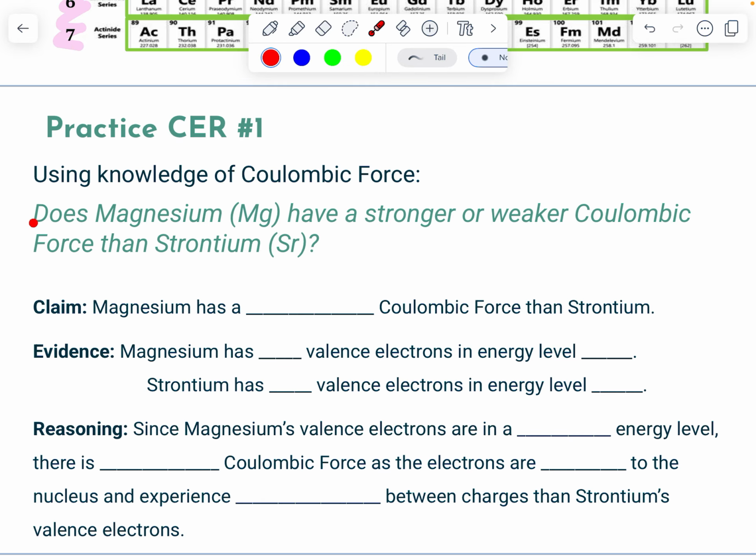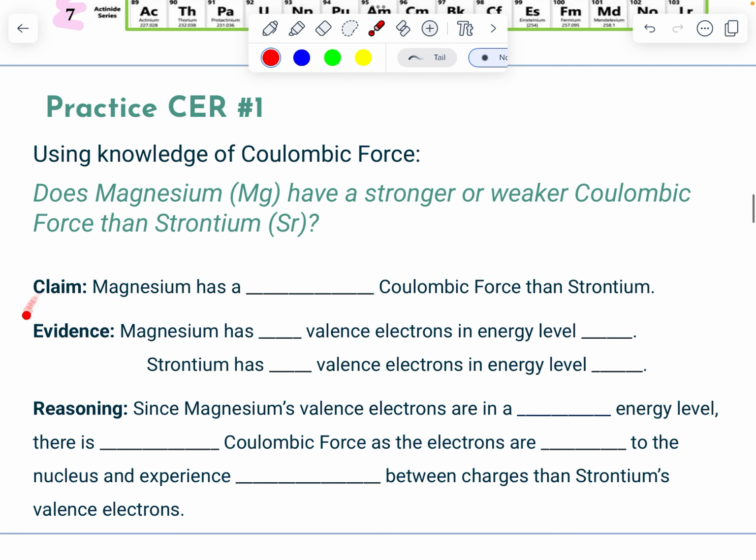So we're going to go through some CERs, claim, evidence, reasoning, for answering these questions about strength of Coulombic force. So here's one where I mapped out what our CER might look like. Does magnesium have a stronger or weaker Coulombic force than strontium? So I'm comparing those two. If I'm not sure what my answer is, let's gather our evidence.